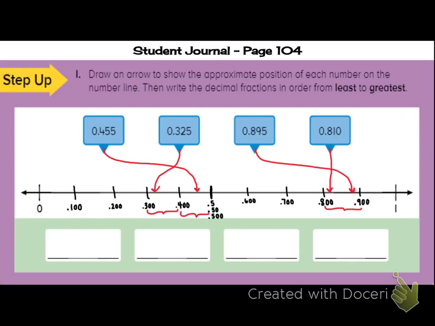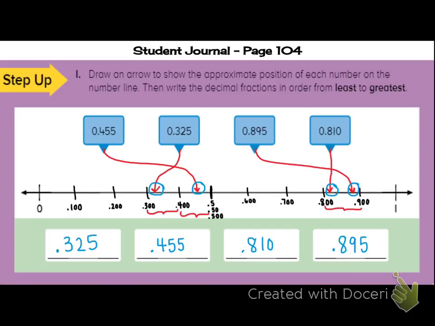So when I look at these numbers and try to figure out least to greatest, I see that the first number I have is this one. So my least is 325 thousandths. The next one is 455 thousandths. And the next one is going to be 810 thousandths. And then last, 895 thousandths.